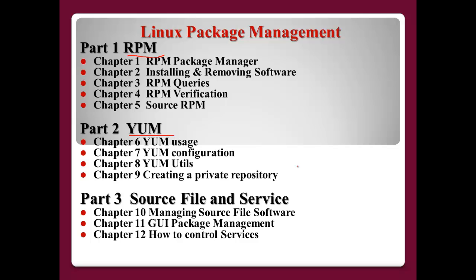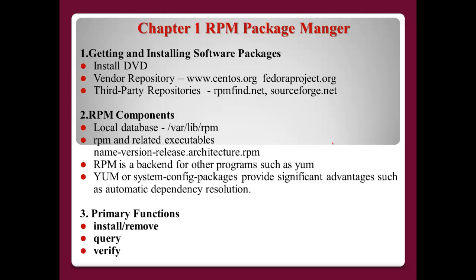So this one now is part 1 about the RPM. About the RPM, there are 5 chapters, and for YUM, 4 chapters, and the source file and services, 3 chapters. Okay, chapter 1, RPM Package Manager. Number 1, getting and installing software packages.